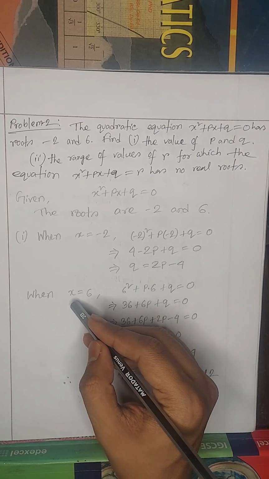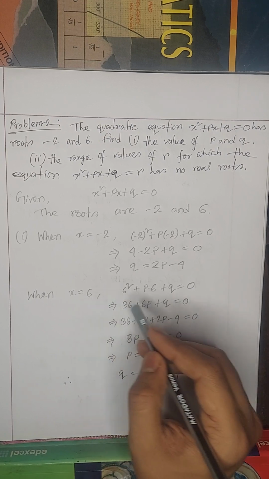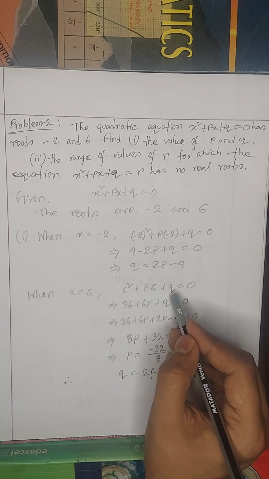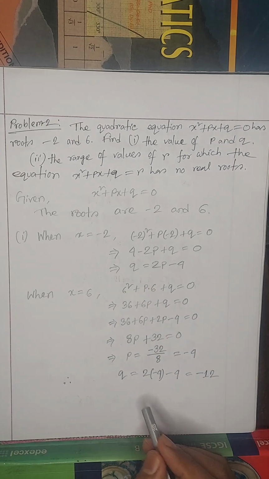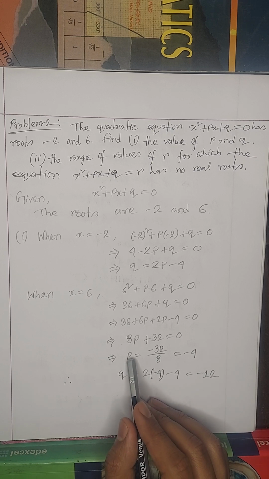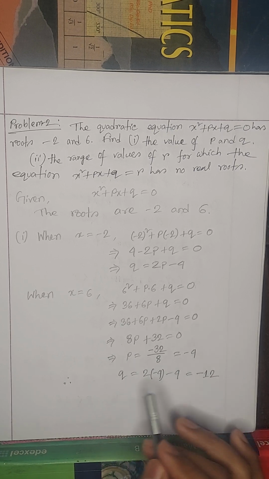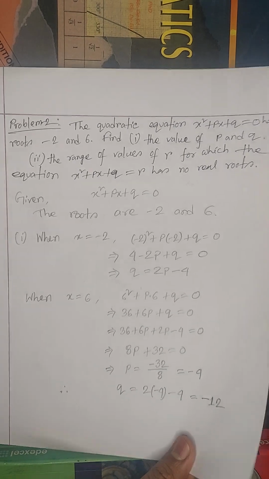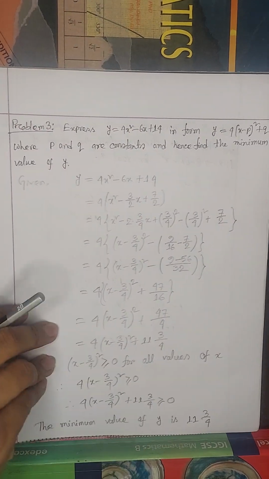Similarly, if we put the value of x as 6, then we get 6 square plus p times 6 plus q is equal to 0, and the value of q will be minus 12 minus 6p. Solving, we get the value of p is minus 4 and the value of q is minus 12. Then the second part of the problem.